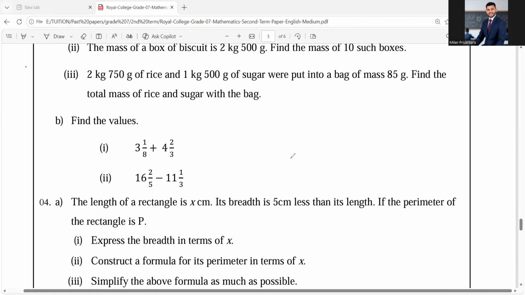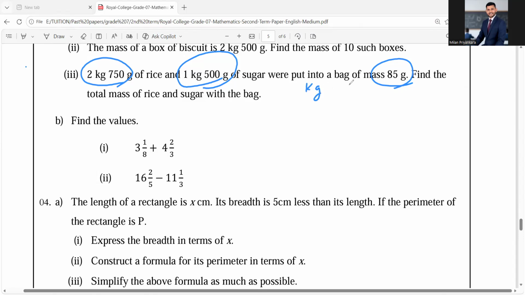Right. Then 2 kilograms 750 grams of rice and 1 kilogram 500 grams of sugar were put into a bag of mass 85 grams. Find the total mass of rice and sugar with the bag. Now this is the mass of rice. This is the mass of sugar. This is the mass of the bag. So you need to find the total mass. For that, you need to add all these things, right?